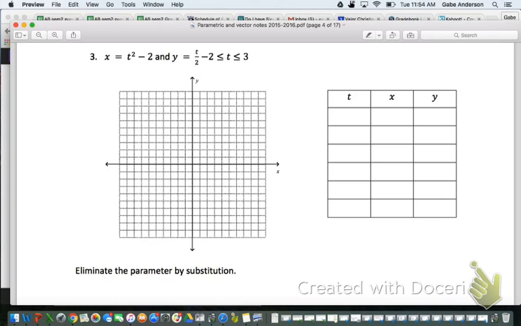-2 to 3. So if we go -2, -1, 0, 1, 2, 3, fits in there. So a t-step of 1 for us makes sense. All right, so you got x equals t squared minus 2, y equals t over 2. See what happens.